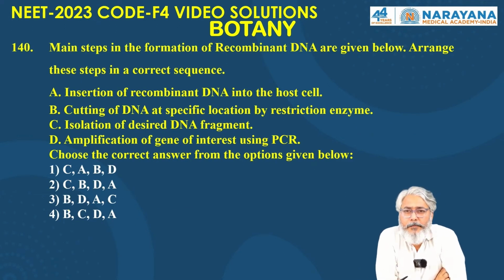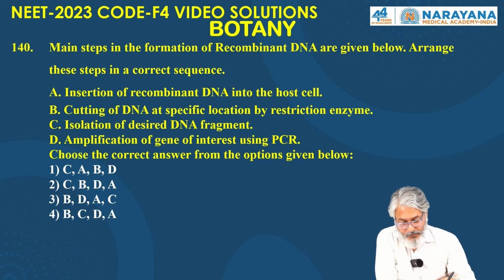2 headings only. The main steps in the formation of recombinant DNA are given below. Arrange these steps in a correct sequence. First is always the isolation of desired DNA fragment. That is always first. So what is first?